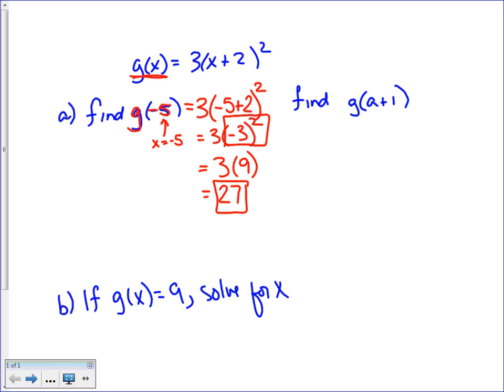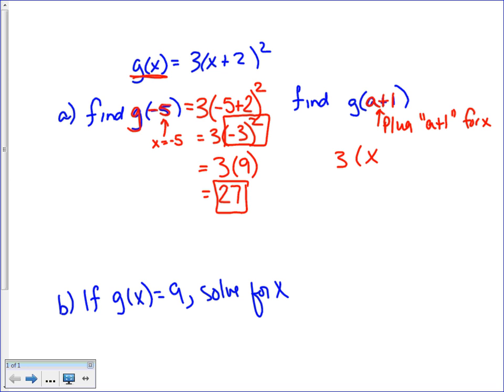Now, if I kick it up a little bit, this question is asking me to find g of a plus 1. So it's the same concept, but this time you're going to plug in a plus 1 wherever you see an x. So in this problem, I'm going to take 3 times (a plus 1) plus 2. So wherever I saw an x before, let's just rewrite the whole thing first.